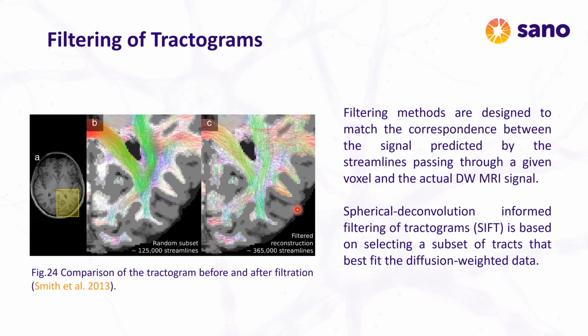Initially, the algorithms used enabled this to be done by selecting a subset of tracks that best fit the diffusion-weighted data. But later methods enable estimating weights for each streamline, and the weights represent the effective cross-sectional area of each streamline, which can be used as a direct measure of connectivity density.